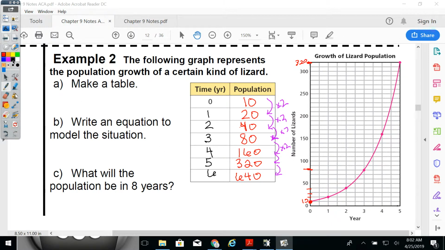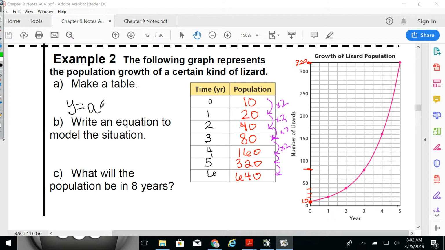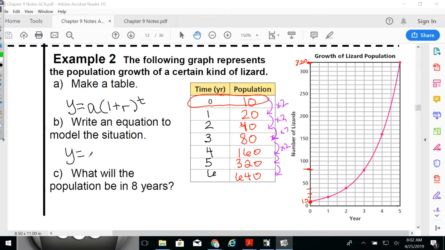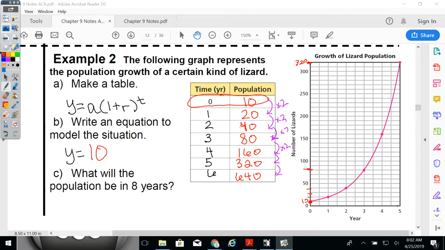All right, so then we want to make an equation. Copy the equation down. Y equals A(1 plus r) to the t. The y equals is your population. A is your starting number. So what number do we start with? We start with 10 lizards.